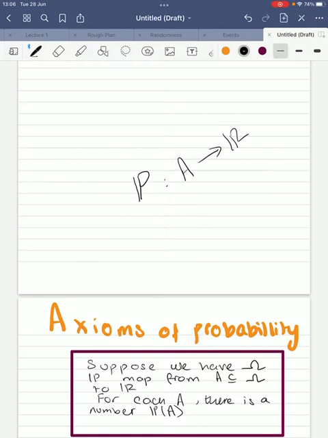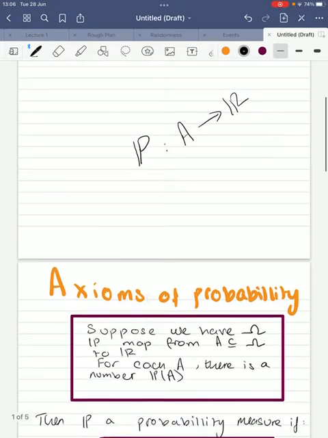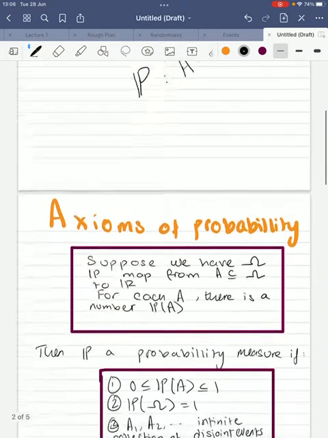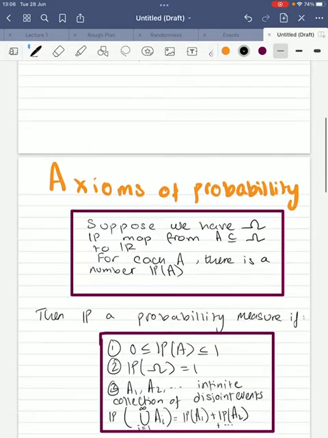And for each event A, there is a number P(A), right? So each event, we assign it some real number. And the function which does that is called P. Now, we call P a probability measure if the following three conditions are satisfied. The first condition is that P(A) is greater than or equal to 0 and less than or equal to 1. The second condition is that P of the sample space is 1.